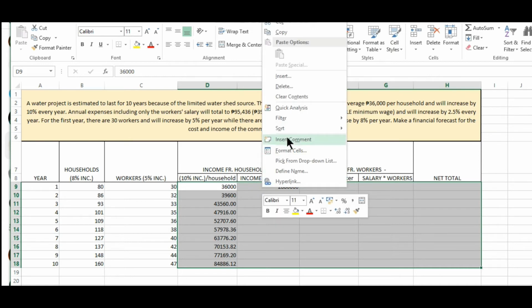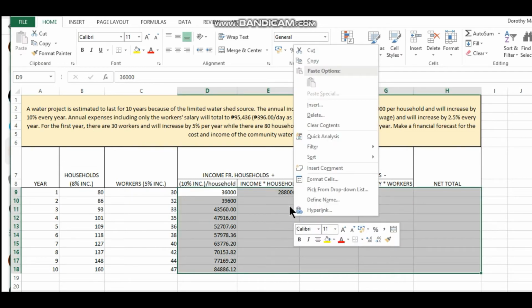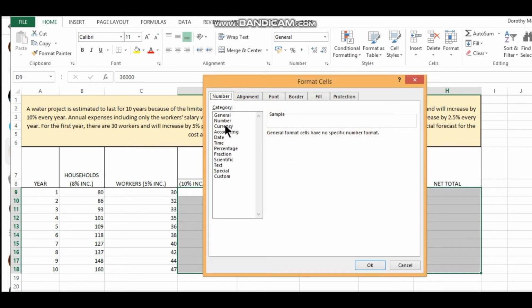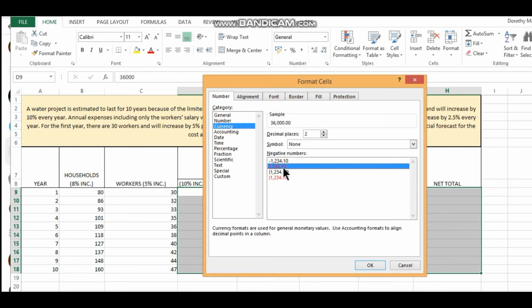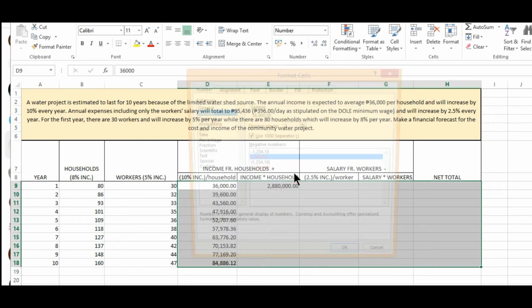So, we'll format this. So, ayan. So, we're gonna format this one para may currency ito. And we'll click this para kung mag-negative yung net total, we'll know na mas malaki yung amount ng salary kaysa income, which means na hindi kumita ang water project for that 10 years or for that specific year na nag-red yung row. So let's make that. What happened here? Again, let's do that again.